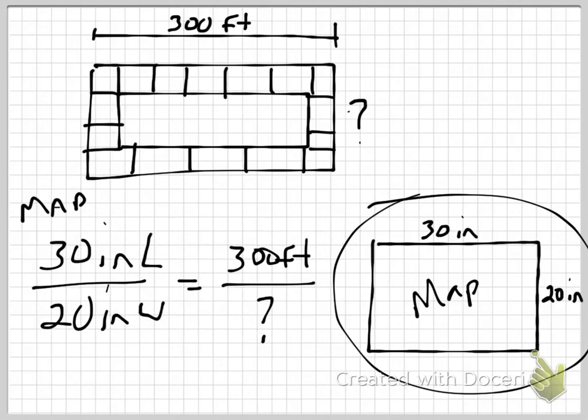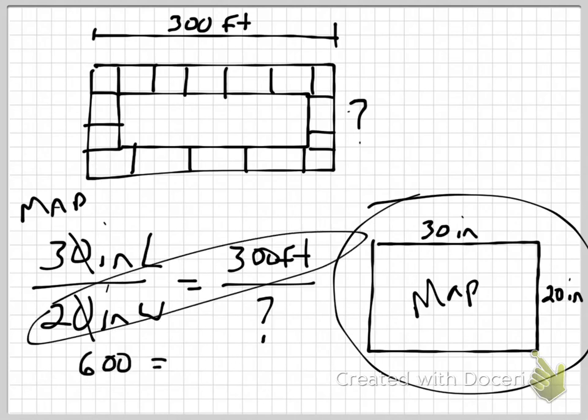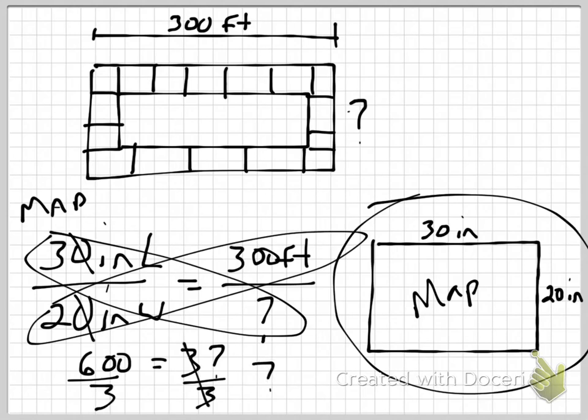What you could do is reduce this right here. What could I reduce 30 over 20 to? 3 over 2. It'll make things a lot easier when you go to cross multiply, don't you agree? 2 times 300 is 600 equals 3 times question mark. Divide by 3, divide by 3. The question mark equals, what's 600 divided by 3? So 200 feet. Right? Don't you need to change the feet to inches? Nope.